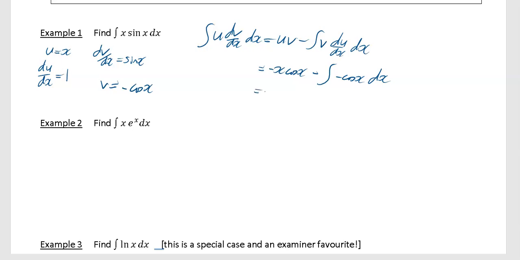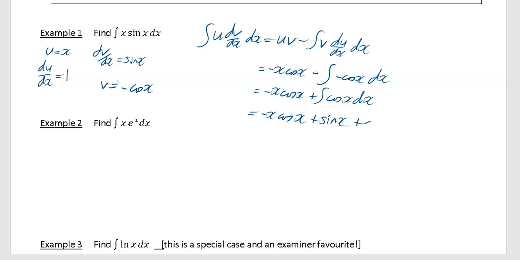Okay, we'll just tidy up before we integrate. A minus and a minus together, so I can change that to plus the integral of cos x dx, and then we'll go on. That's minus x cos x. That bit's already been integrated, remember, and if you integrate cos, you get sine.